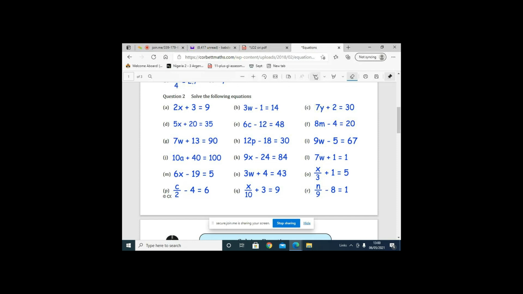So look at this one, that one too. When you see something like this, what you need to do is move this one just like this here, so it becomes positive. So it's going to be C over 2 equals what? 6 plus 4 is 10. So for you to find out what C could be, just multiply 2 times 10. 20. That's it. So can you help me do Q and R now, please? Okay.